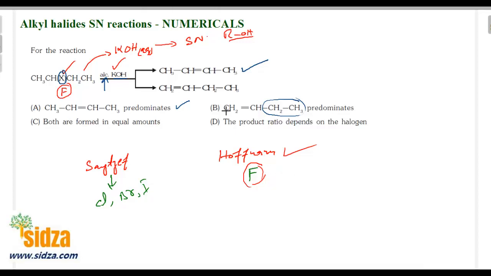So which option over here is correct? It looks like this is also dominant, this is also correct, both formed in equal amounts? No, that's never possible. The product ratio depends on the halogen. So what will be the major product? We have to see what type of halogen is there. If it is fluorine, then this will be the major product. And if it is chlorine, bromine, or iodine, then this will be the major product over here.